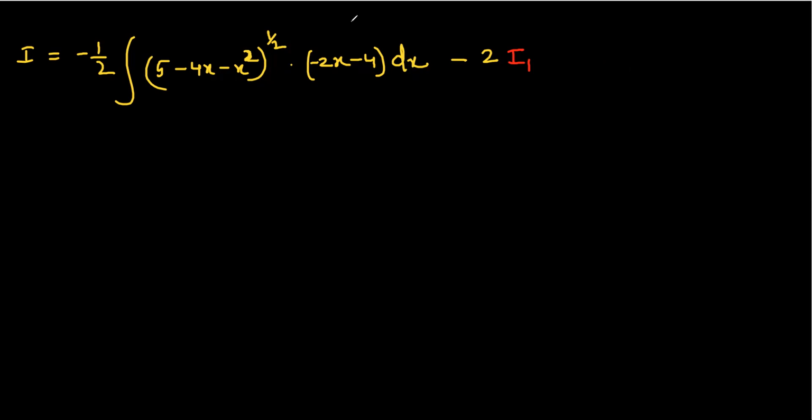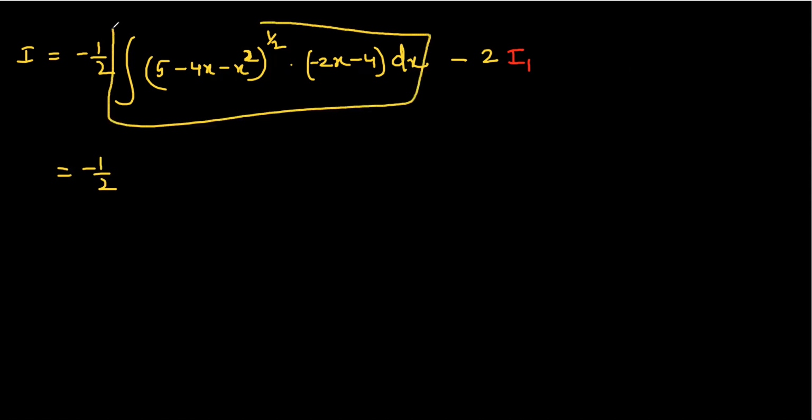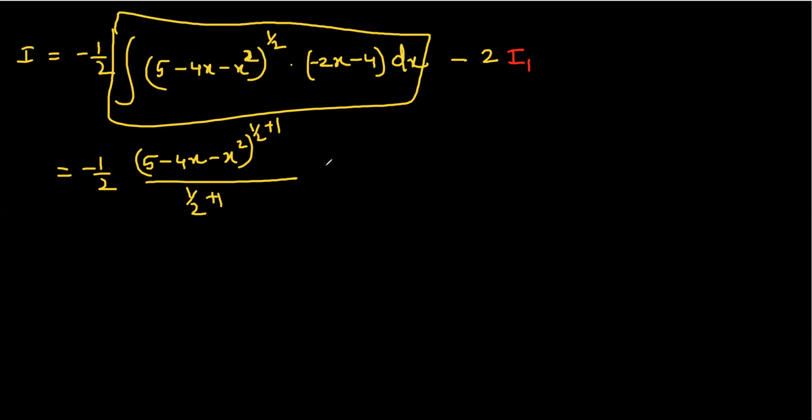What I do next is now I integrate. So here I have minus 1 by 2, and you apply the result for the first one. That is, you integrate this because the result is applicable. It is f of x raised to n plus 1 upon n plus 1. So I have 5 minus 4x minus x square raised to half plus 1, upon half plus 1, plus c dash.